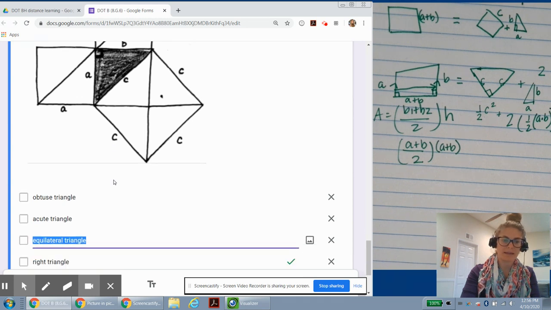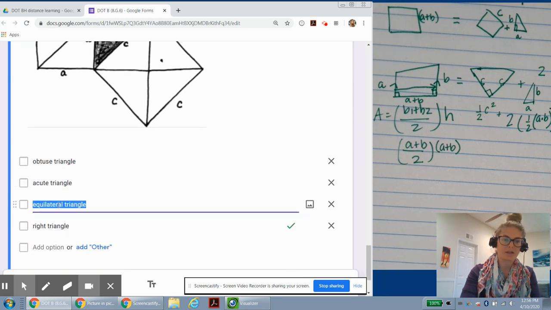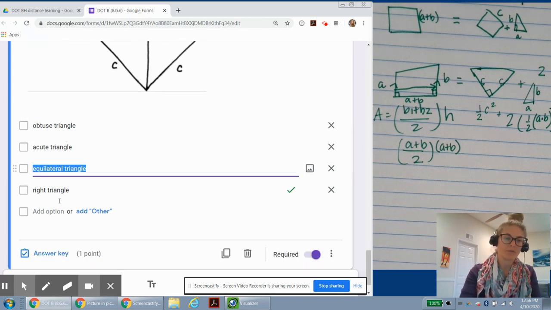Notice, taking a look here, equilateral, acute, obtuse. An acute triangle can't be a right triangle because all those angles have to be less than 90 degrees. An obtuse triangle can't be a right triangle because one angle has to be greater than 90, which means the other two angles will have to be less than 90. And equilateral triangles cannot be right triangles either. So right triangle is your best and only option here.